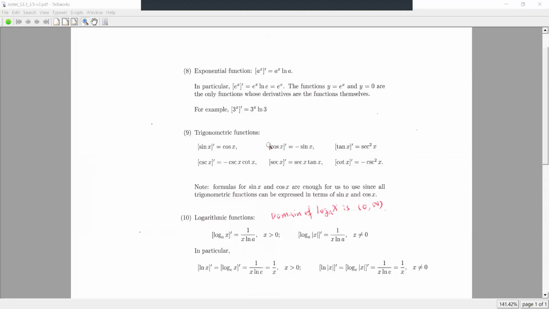There are 6 trigonometry formulas. I suggest that you only remember the formulas for sine and cosine, together with the formula for tangent. The formulas for sine and cosine are enough for us to use because all trigonometry functions can be expressed in terms of sine and cosine.